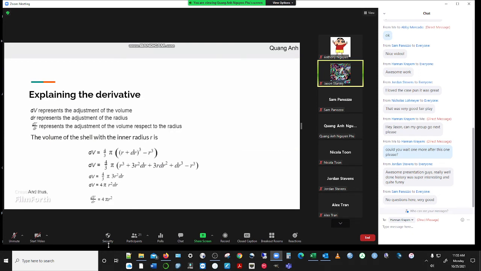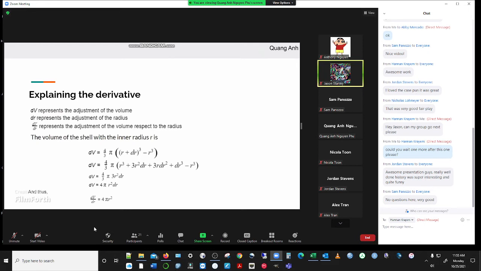Okay, so I will explain the derivative of it. We first have dV, which represents the change of the volume, dr will represent the change of the radius, and dV over dr represents the change of the volume with respect to the radius. So a sphere is built up or constructed by stacking multiple thin shells, and each one of them has a tiny thickness dr. The change in radius generates a small increase of the volume, which is the volume of the extra shell. So if we can calculate the volume of the extra layer, we can determine dV given dr.